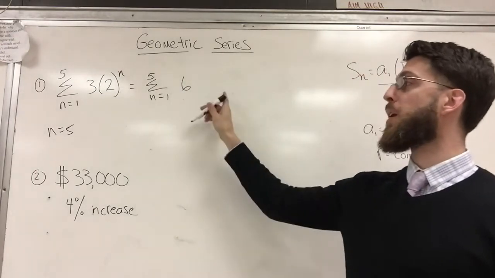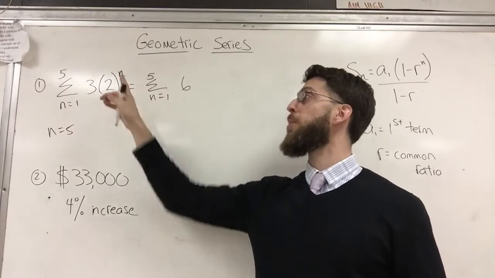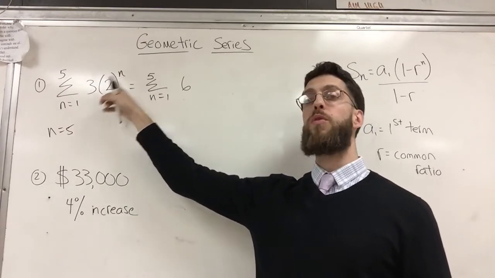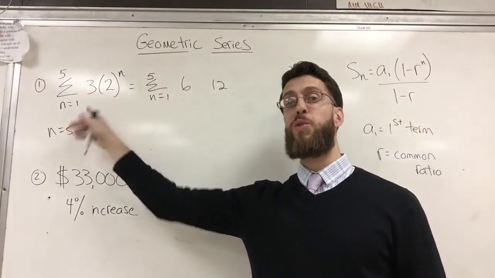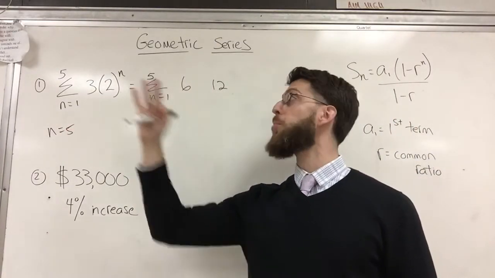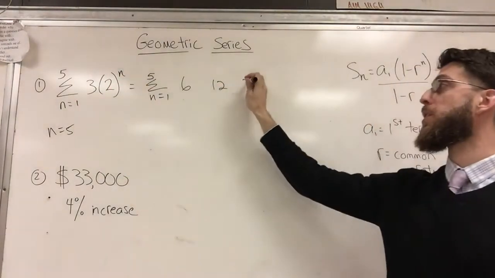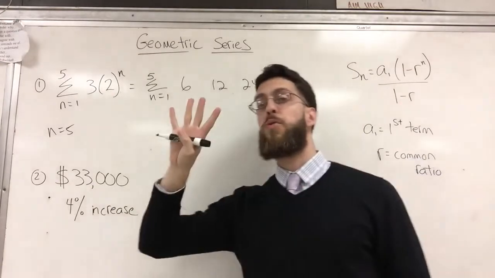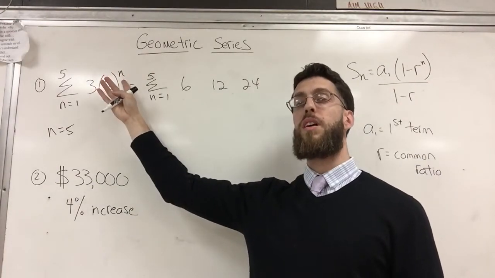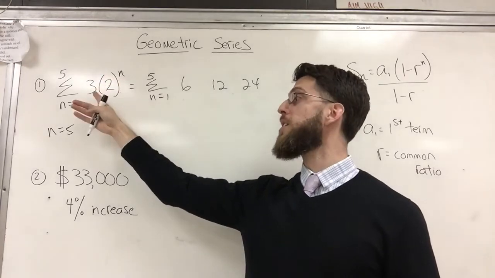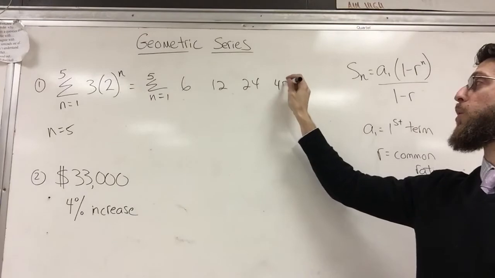My next term: I just did n equals 1, now I'm ready for n equals 2. So I plug in 2 here. 2 squared is 4. 4 times 3 is 12. Then, after n equals 1 and 2, now I'm up to n equals 3. Take the 3, plug it in for n. 2 to the third is 8. 8 times 3 is 24. My third term is 24. Fourth term, n equals 4. Put the 4 here. 2 to the fourth is 16. 16 times 3 is 48. So my next term is 48.